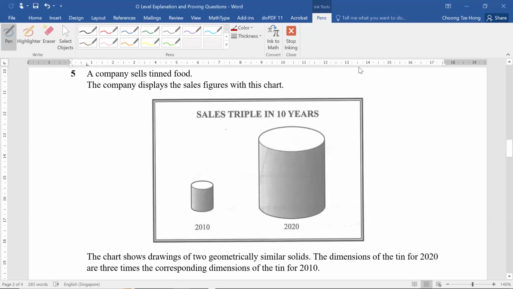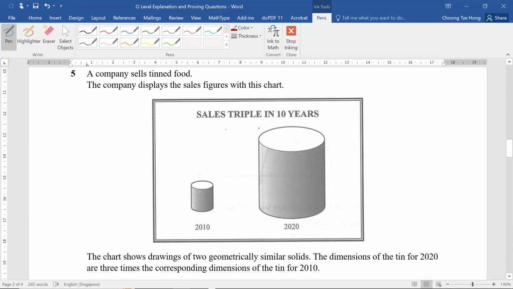Hi students, in this video I'll be going through the 2023 O-Level Mathematics paper 1 question 16. Right, so let's read the question. A company sells tin food. The company displays the sales figure with this chart. Okay, so they are trying to use this chart.